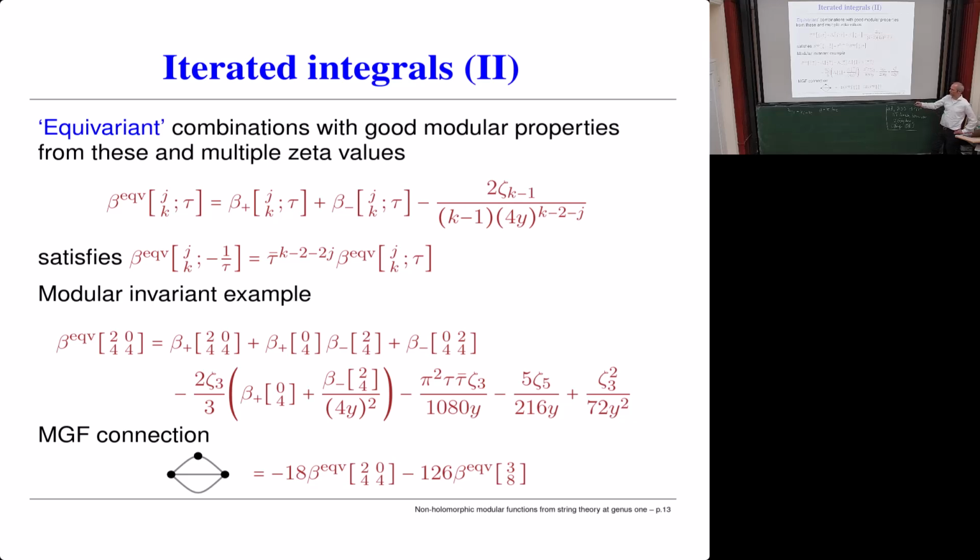Just to connect back to what I was saying in the beginning about modular graph forms, this actual object comes up in a different modular graph form here, with 3 vertices and some Green functions in between. It's the main part of this diagram, which is expressed in terms of this iterated integral or combination of iterated integrals.